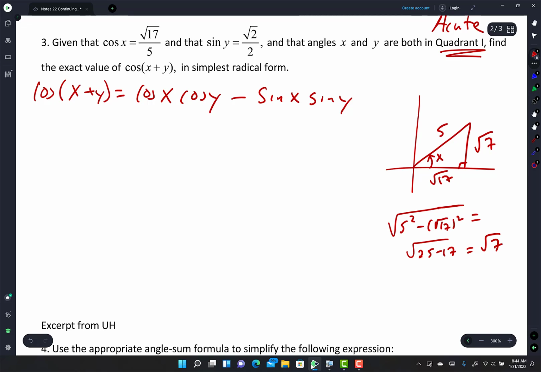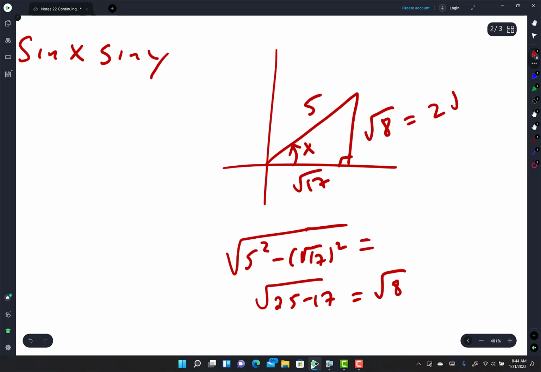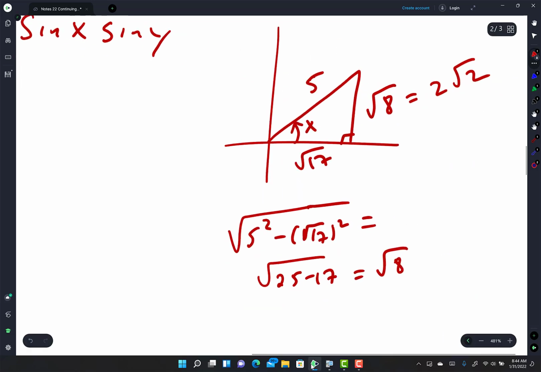Let me know if I make mistakes. I make mistakes all the time, guys. 25 minus 17, what's the difference? 8. That's square root of 8. But square root of 8, doesn't it break down further? Yeah, 2 square root of 2, no? 4 times 2 is 8. It's all good. So there it is, guys. Square root of 8.